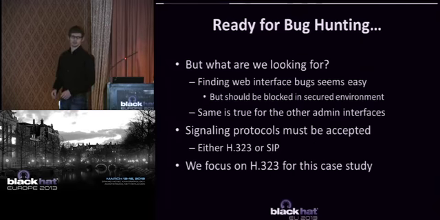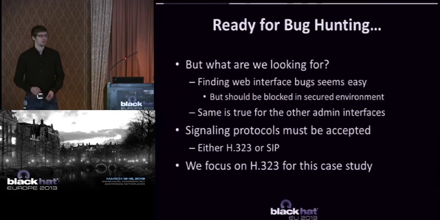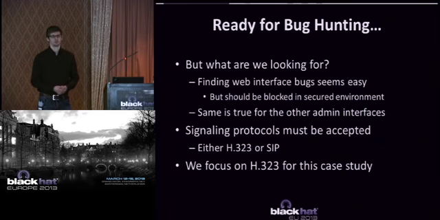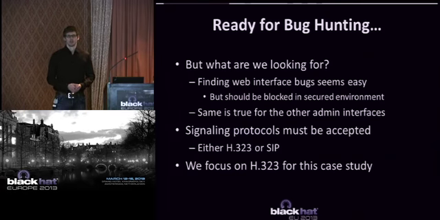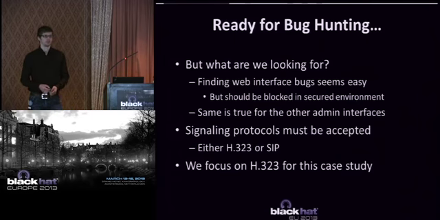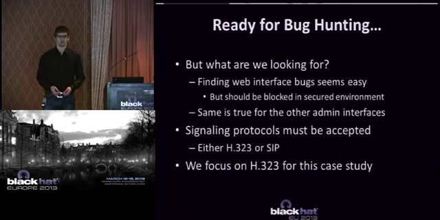Okay, so now we have everything in place, so we can start to look for bugs, right? But what are we actually looking for? As I said before, finding bugs in the web interface is probably not too hard, especially because there are many people who know how to do web application security. So it might be the first target for some people. However, our main goal was to find vulnerabilities in devices which are in a hardened environment. So we have firewalls in place, which should block access to the administrative interfaces. We have all the default settings configured to the most secure setting, like the call auto accept feature turned off, obviously.